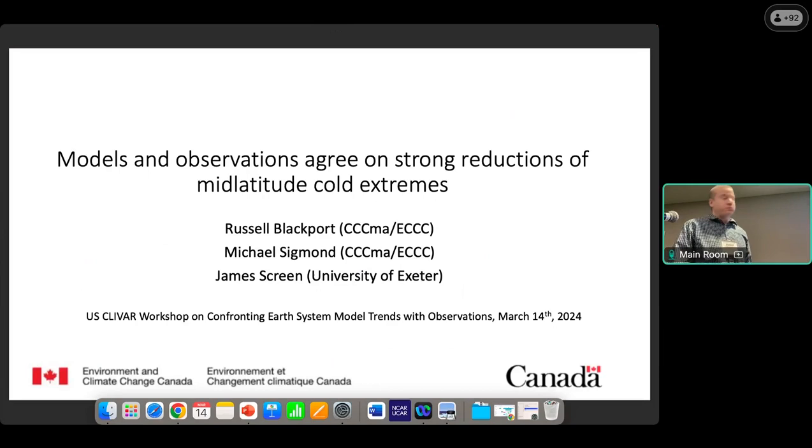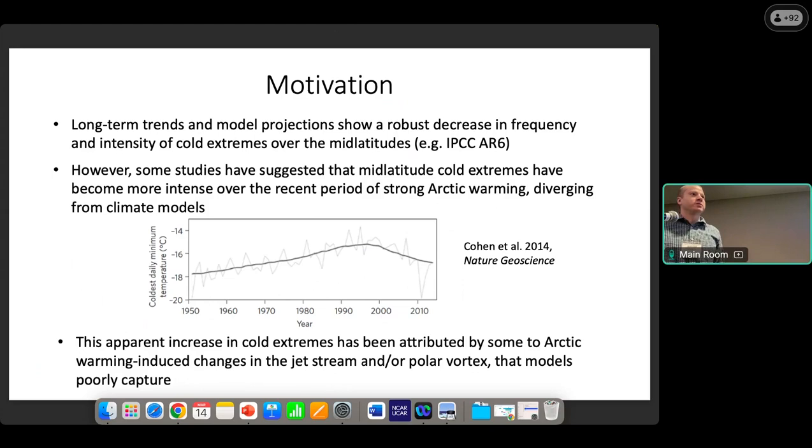Okay, so for some of the motivations: long-term trends and model projections show a pretty clear decrease in cold extremes over the northern hemisphere latitudes. And this is very robust regardless of the metric or the model used. Because of this, the IPCC has very strong language regarding the confidence in the changes in extreme cold, both in the past as well as projections.